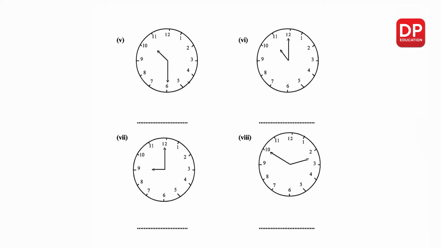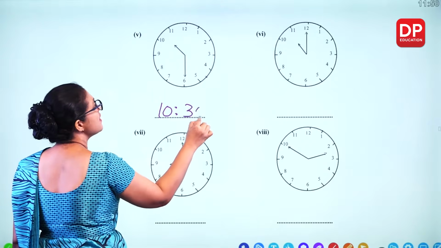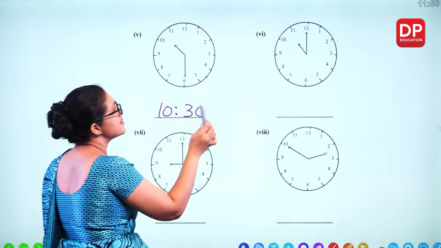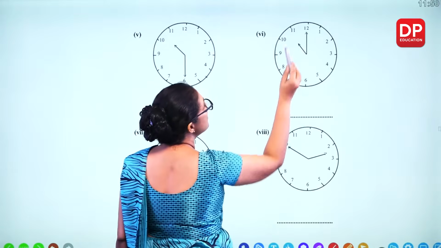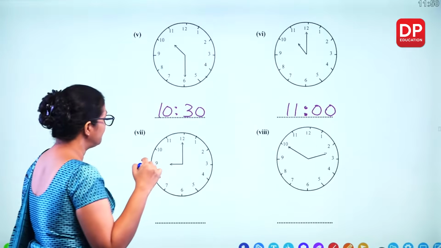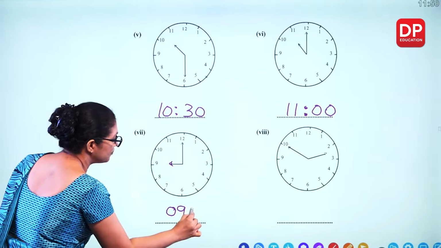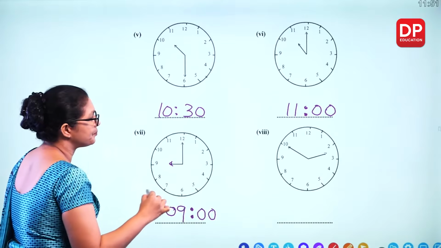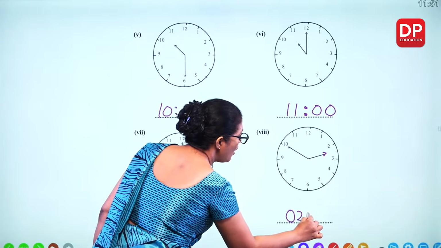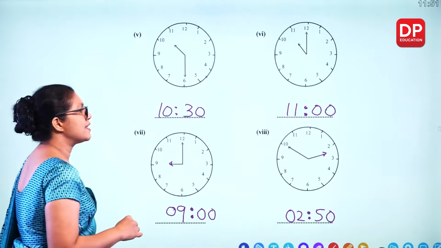This one past 10. 10:30, 5 times 6, 10:30 is the time. Here we can't write the seconds. This is hours and minutes. This one 11 o'clock. This one, the small hand is here, 9. 9 o'clock. This one, the small hand is here, 2, and how many minutes? 50 minutes, 10 times 5. 2 and 50. 2 hours and 50 minutes.